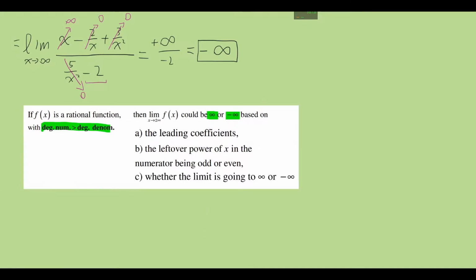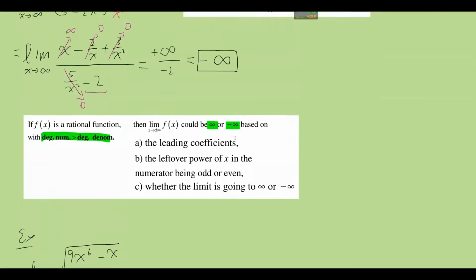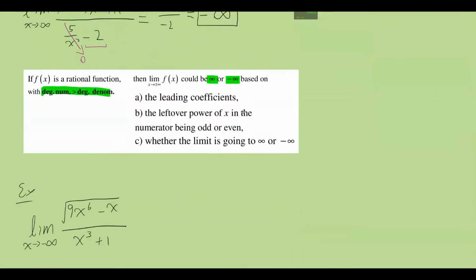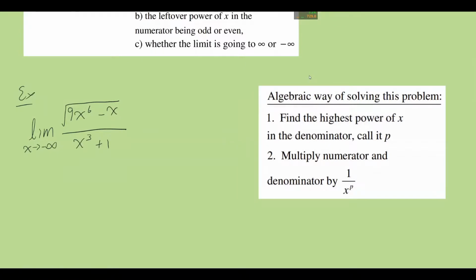All right, so let's look at some other example that covers everything. Now let's take a look at an example with a radical in the numerator. So we're going to follow the same technique that we were doing in the form of the algebraic way, which is right here. Okay, so identify the power of the denominator, which is right here, right? P is equal to 3.